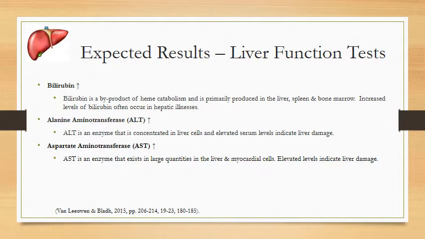A third liver function test is aspartate aminotransferase, or AST. AST is an enzyme that exists in large quantities in the liver and myocardial cells. Elevated levels indicate liver damage.